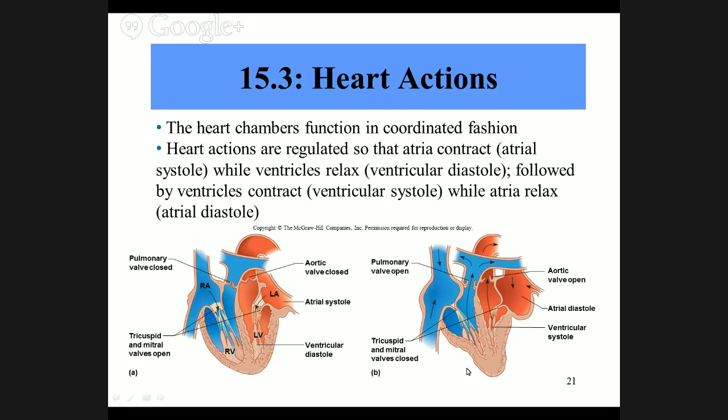And then when the ventricles contract, they enter systole, both the aortic and the pulmonary valves open, while the tricuspid and mitral valves close to prevent backwash. And while this ventricular systole, or contraction, is occurring, the atria must relax, and they must stop pumping blood into the ventricles, otherwise we'd have too much blood flowing into the ventricles.